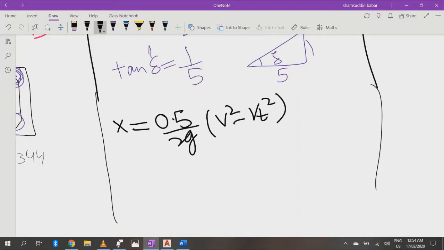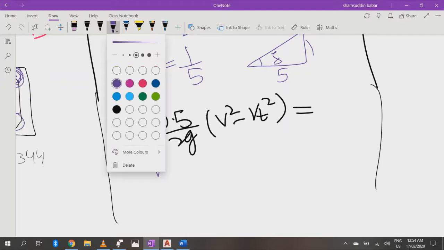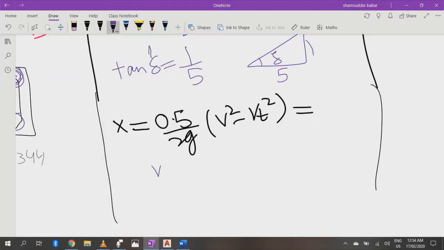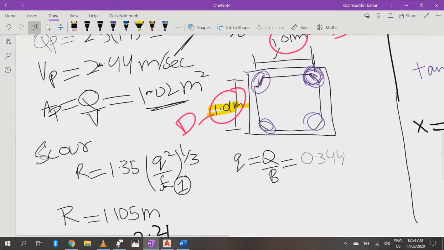And for this I have to explain what is v and what is vt. Now v is velocity in barrel, and what we have assumed, our assumed velocity in barrel is 2.44 meter per second, so that will be it. And vt is velocity in canal. Yes, the velocity in canal. And what velocity in canal have we been given?